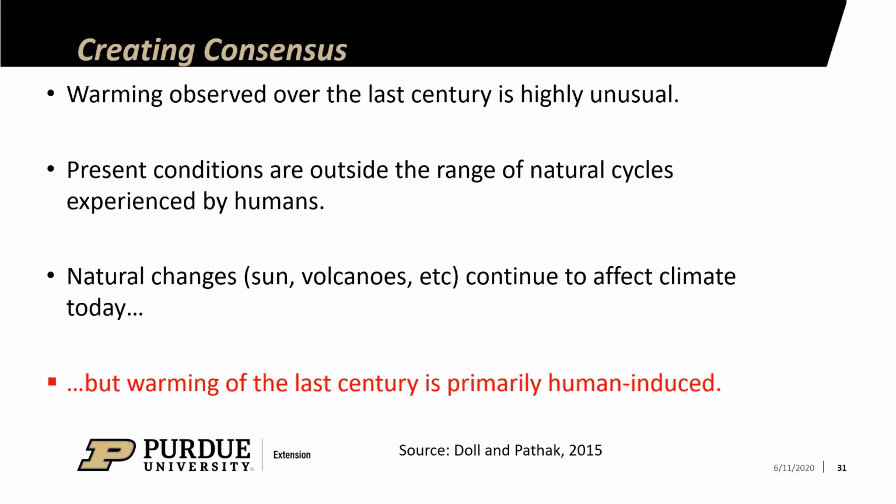We do know that if we just look at the last century, the warming we've observed compared to the warming in the past is unusual in its rapidity and the short amount of time in which it has occurred. Present conditions are outside the range of natural cycles that humans have experienced, and natural changes do continue to affect the climate today. As our models have verified, we can say that the warming of the last century is primarily human induced.